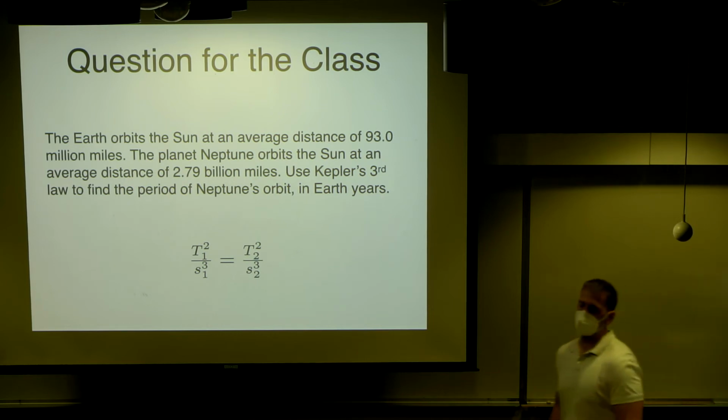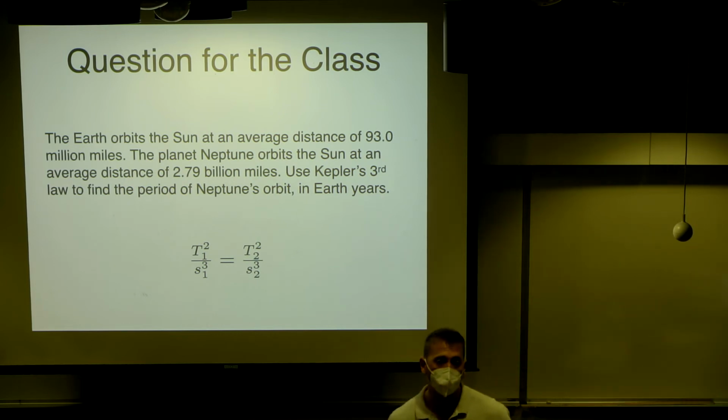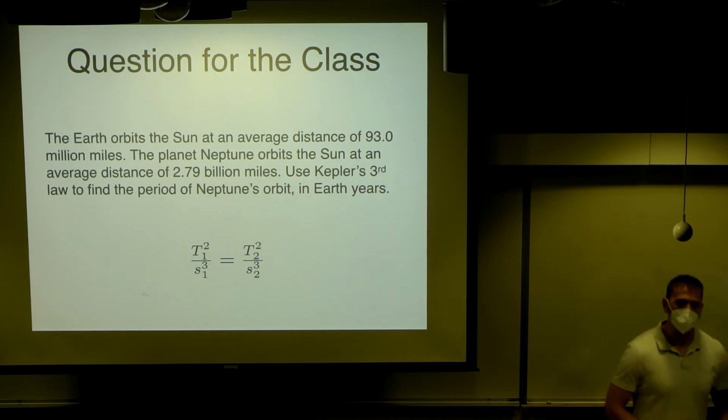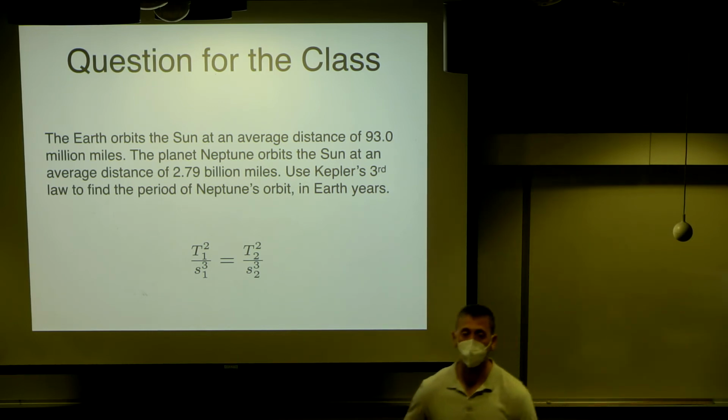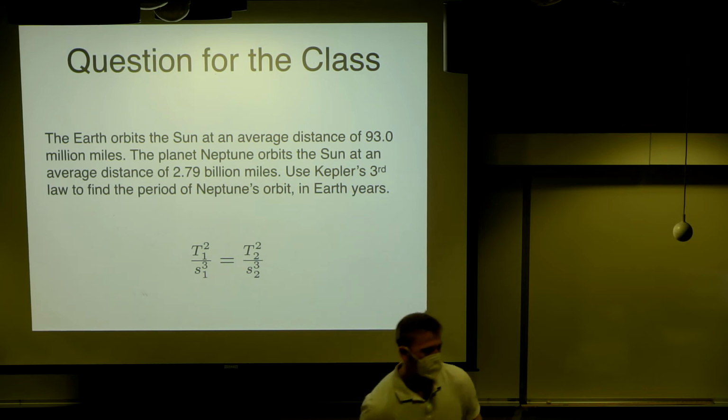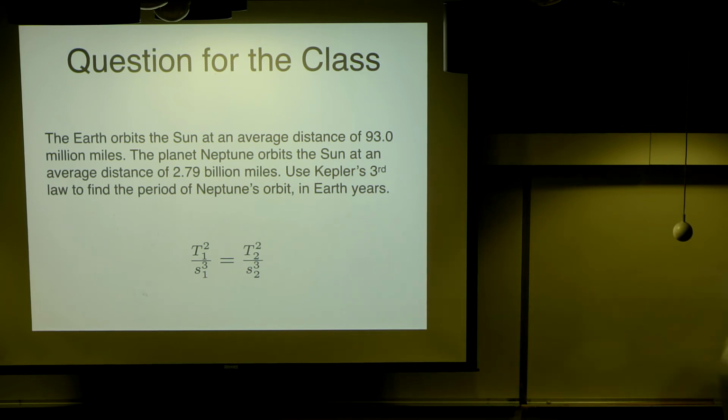A few people got it. A few of you are pretty close. You just need to punch the numbers in. The answer is 164 years. That's how long it takes the planet Neptune to go in one full orbit around the sun. So here's how we can make that calculation using Kepler's third law.